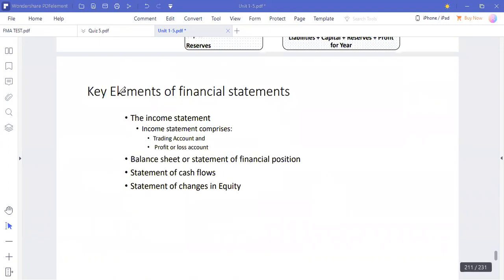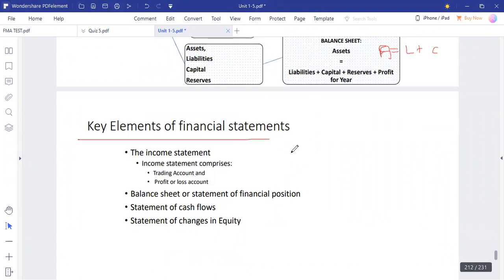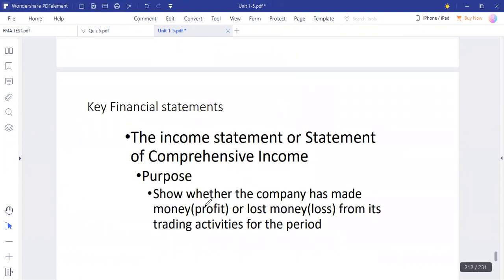So these are the key elements of the financial statement. The income statement comprises two books, the trading account and the profit and loss account. And the balance sheet, or the statement of the financial position, basically looks at the elements which are assets, capital, liabilities, and reserves. And the statement of cash flows, which we'll look at later on.